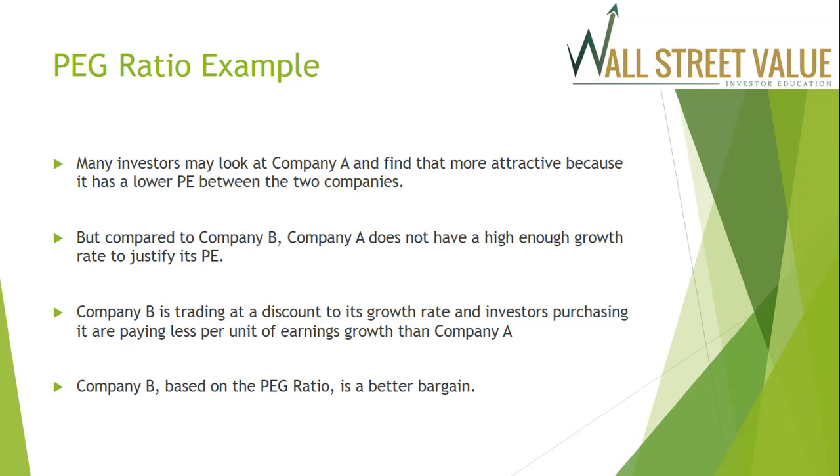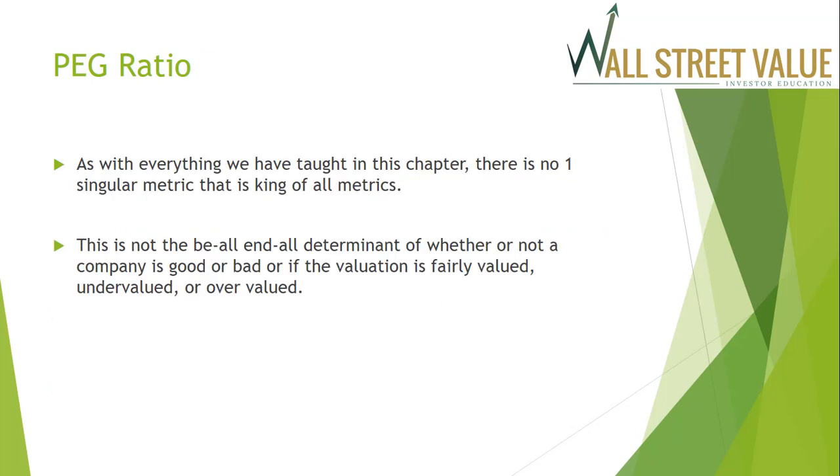Investors are going to look at Company A and find it more attractive because it has a lower PE compared with the two companies. But when you look at Company B, Company A does not have a high enough growth rate to justify that price to earnings. So Company B is actually trading at a discount to its growth rate, and investors purchasing it are paying less per unit of earnings growth than if they bought Company A. So Company B, based on the PEG ratio, is a better bargain.